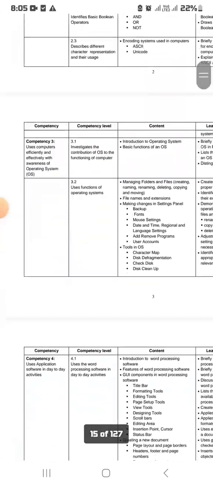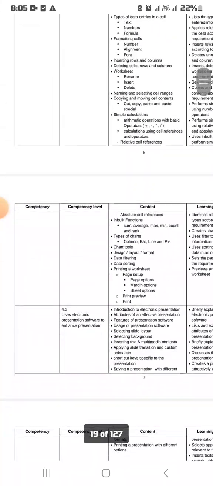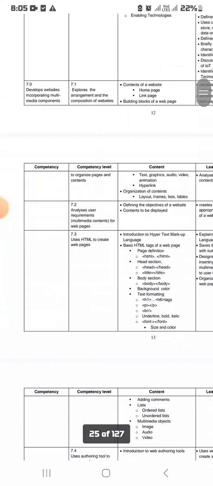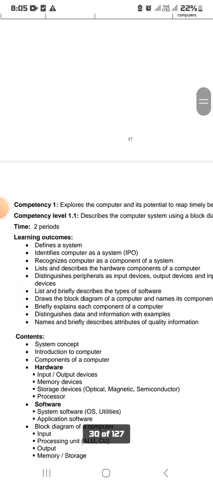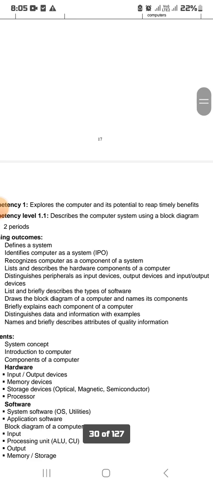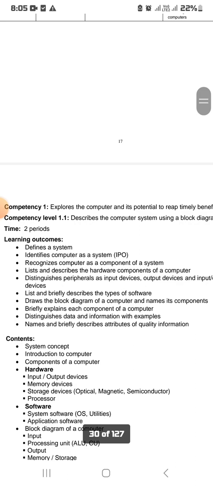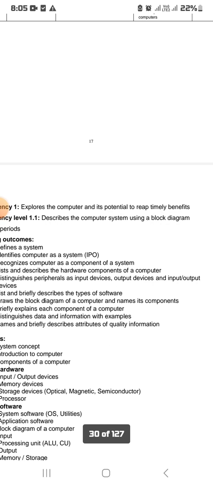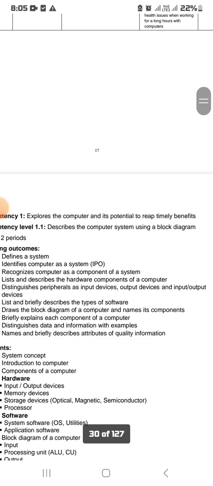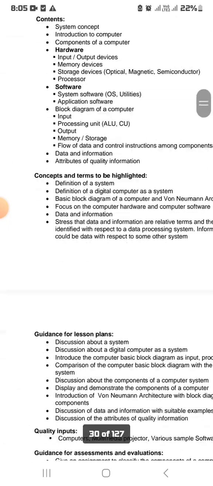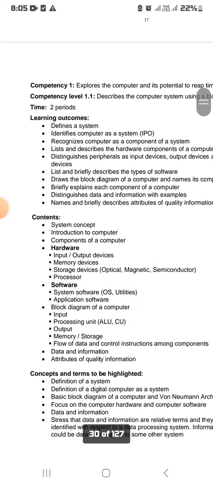So we'll go on to the lesson, competency 1. Competency 1 explores the computer and its potential to reap timely benefits. So it explores the computer and its potential to reap timely benefits. What can we get from this computer? The benefits. So defining its system and all. So the first one describes the computer system using a block diagram. We'll see what that block diagram is.